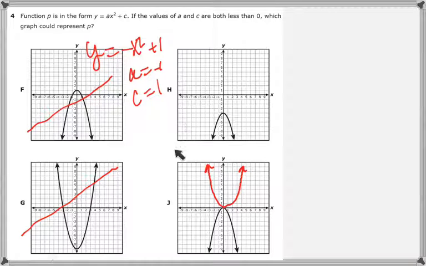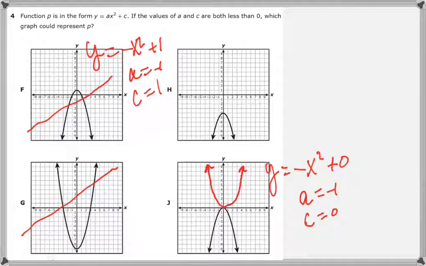Let's go ahead and take a look at answer choice J, which is basically a reflection across the x-axis from the parent function. Its vertex is at the origin. It hasn't had any vertical translation up or down. So its equation is going to look like y equals negative x squared, and we could add plus 0, which would just simplify it to negative x squared. So our a in this case would be negative 1, and our c value would be 0, which is not less than 0, so we need to rule out answer choice J also.